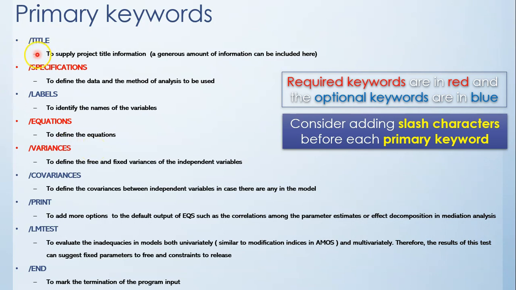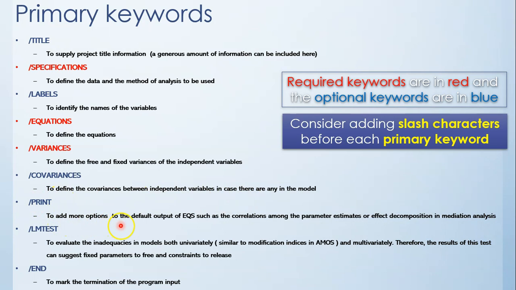Title is used to supply project title information. Specifications is used to define the data and the method of analysis to be used. Labels is used to identify the names of the variables. You can define equations and variances under these two keywords. Covariances is used to define the covariances between independent variables in case there are any in your model.